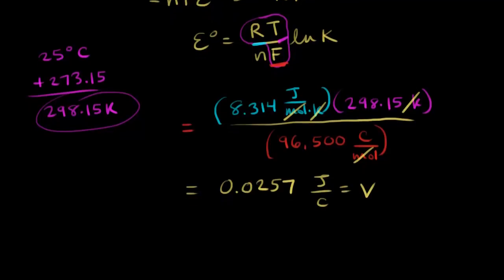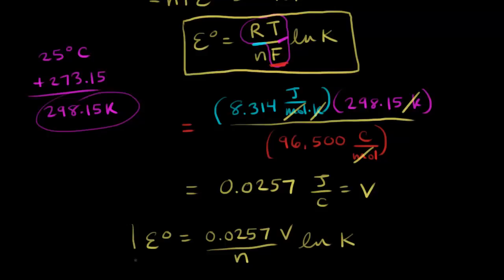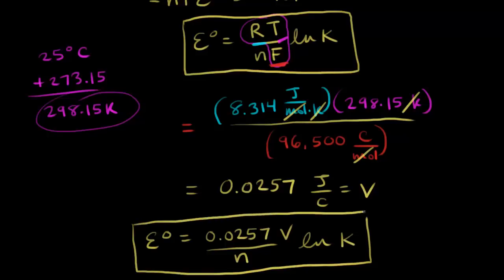Right? So we can rewrite our equation. The one we had up here, we're going to plug in for RT over F now. So now we would have the standard cell potential E0 is equal to 0.0257, and that was volts, over n. Remember, n is the number of moles of electrons that are transferred in your redox reaction. And this is times the natural log of K, our equilibrium constant here. So this is one form of the equation that relates the standard cell potential, E0, to the equilibrium constant K.